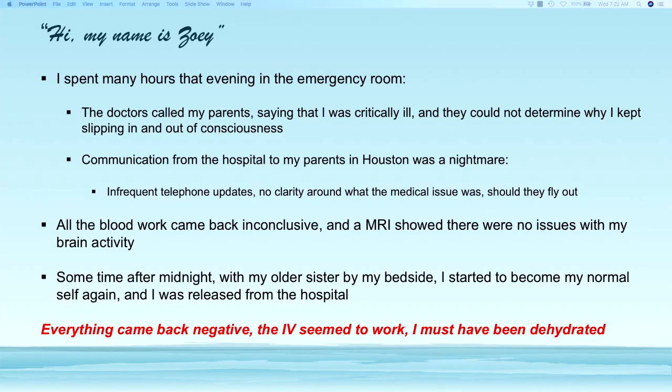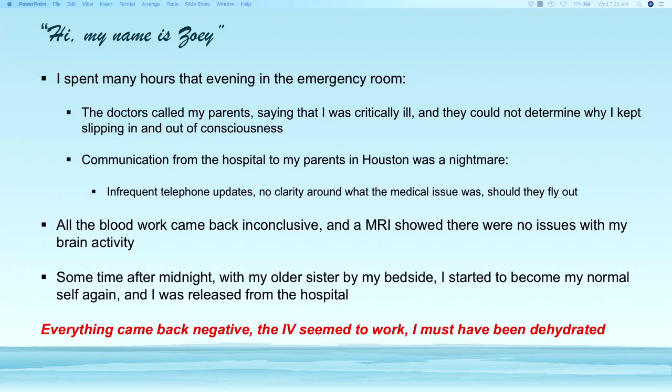Communication from the hospital to my parents in Houston was an absolute nightmare. Infrequent telephone updates, no clarity around what the medical issue was, no clarity around whether my parents needed to fly there as quickly as possible, and hours after hours of no information from the people working in the emergency room.